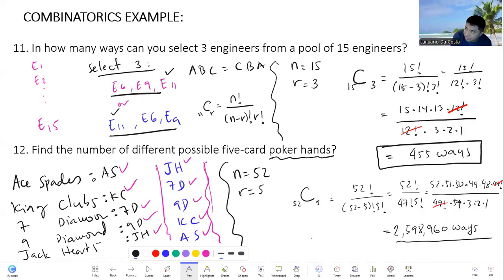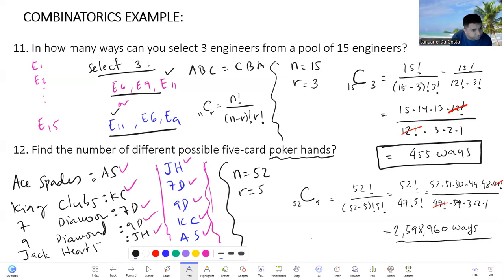By the way, does everybody have a calculator? Yes, teacher. I have a calculator. Okay, excuse me.